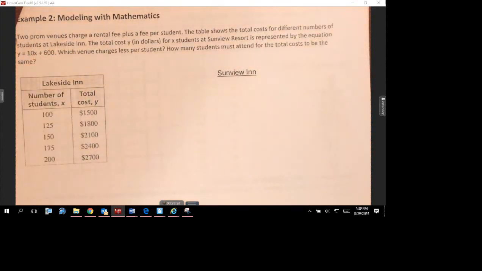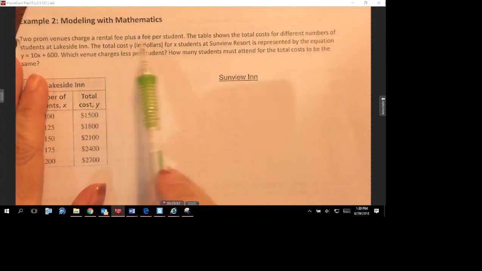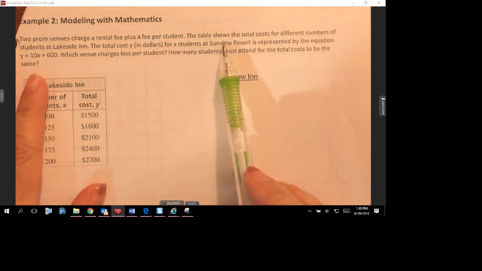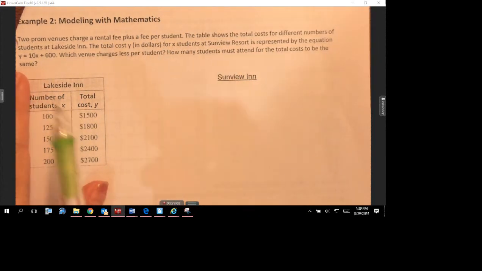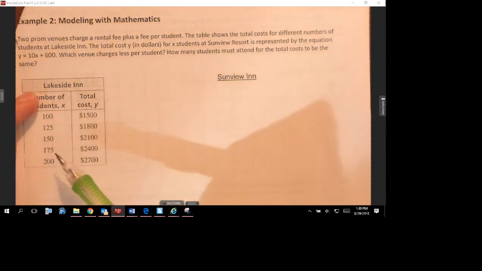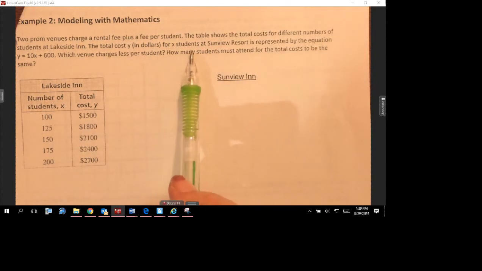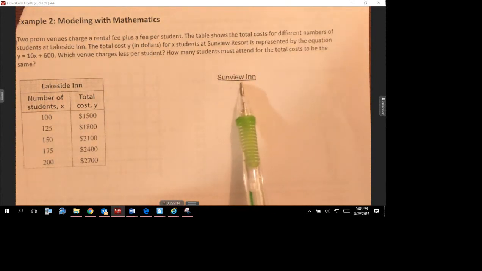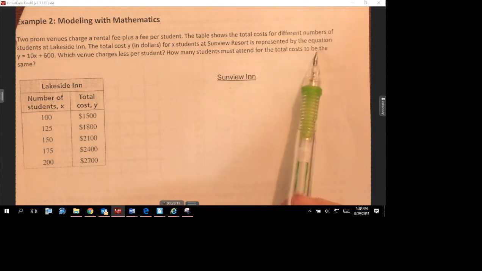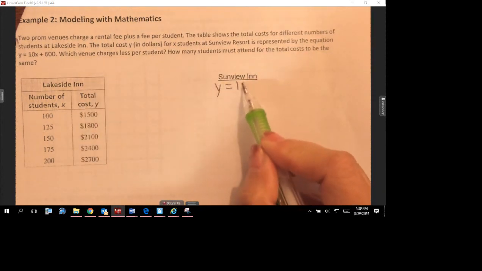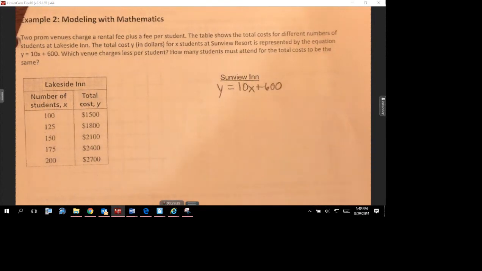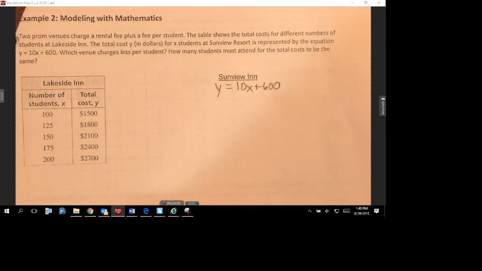So here, when you're going to pick where you're going to have prom, you want to see how much different places charge. So 2 prom venues charge a rental fee plus a fee per student. The table shows the total cost for different numbers of students at a place called Lakeside Inn. The total cost y in dollars for x students at Sunview Resort is represented by the equation y equals 10x plus 600. Which venue charges less per student? How many students must attend for the total cost to be the same?